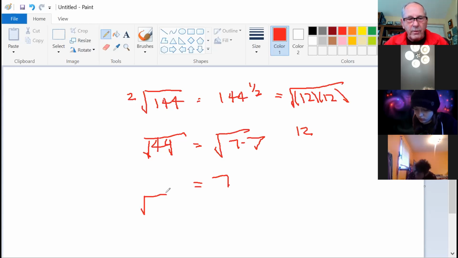I'll show you just another real simple one. What about the square root of 4? What's the perfect square for it, how do I get 4? Well, it's 2 times 2, right? And so the square root of 2 times 2 is just 2, right? So the square root of 4 is 2, square root of 49 is 7, square root of 144 is 12. Does that make sense? You see the pattern there?